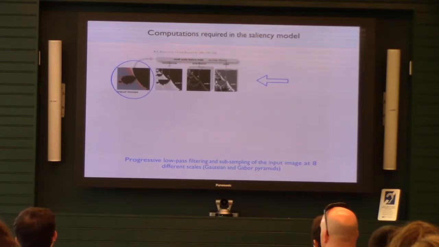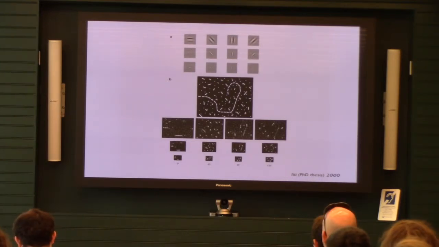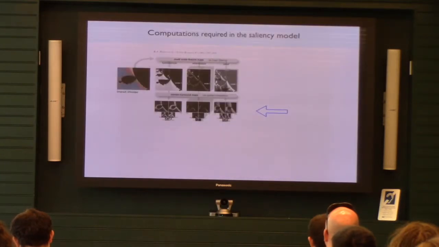So they do it over different scales. The scale again means the resolution of the image. Then they filter with different filters. So here there are Gabor patches that you can use to detect orientation in the picture. So you do that, and basically you get these kinds of maps at different scales again, and then you combine them.